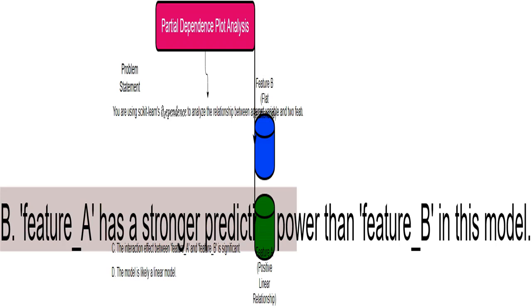Looking at the PDPs, it's clear that feature_A has a much stronger effect on the target variable than feature_B. Feature_A exhibits a strong positive linear relationship, meaning a clear increase in prediction as the feature increases. Feature_B has a flat PDP, showing little to no impact on the prediction. Therefore, feature_A is clearly a stronger predictor in this model. This is a solid conclusion based on the data. It's like comparing a powerful engine to a tiny spark plug. The engine clearly has more predictive power.